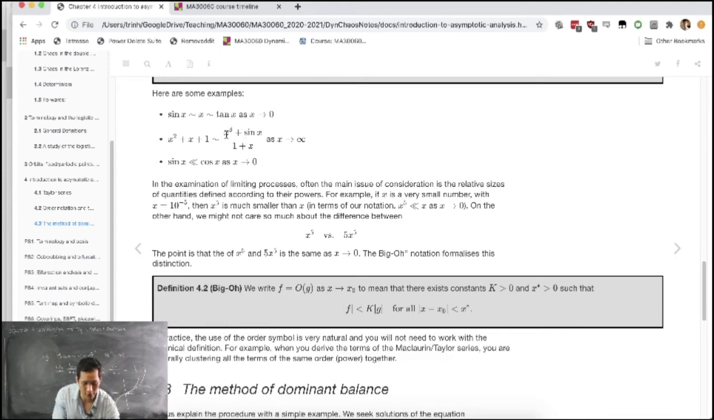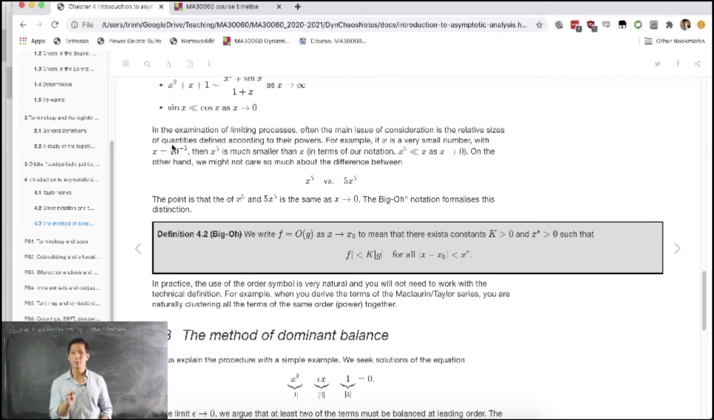The top tends to infinity like x cubed. The bottom tends to infinity like an x. So in total, the top over the bottom tends to infinity like an x squared, and you have x squared tilde x squared. You've extracted out the dominant behavior, the most important behavior as x goes to infinity for this right factor. And then similarly, sine x is much less than cos x as x tends to 0, because sine x indeed tends to 0, whereas cos x tends to 1.